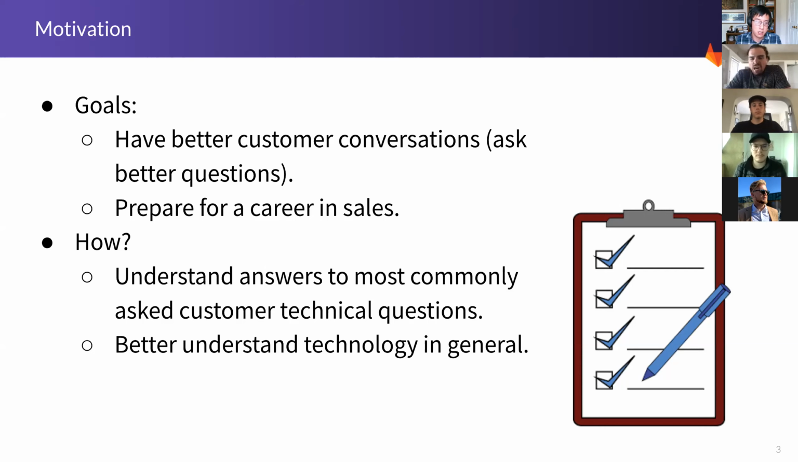We're going to understand the most commonly asked customer technical questions. Sales literally created this. This wasn't like sales enablement saying, we think people need to know this, where there's always that delta because you're not actually doing it. This came from the SAs themselves. They asked the SAs what the most commonly asked customer technical questions are, ranked all of them, came up with the top ones, and then created this. That's how we're going to do it and better understand technology in general.